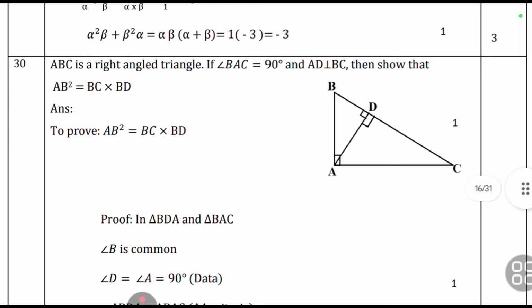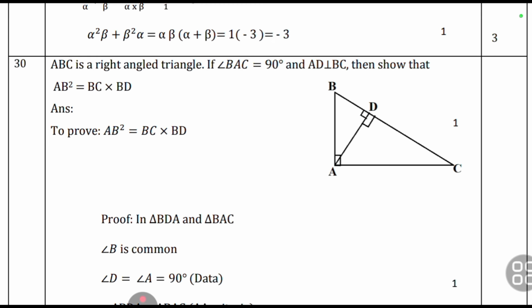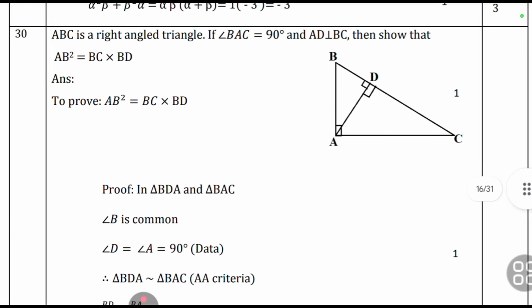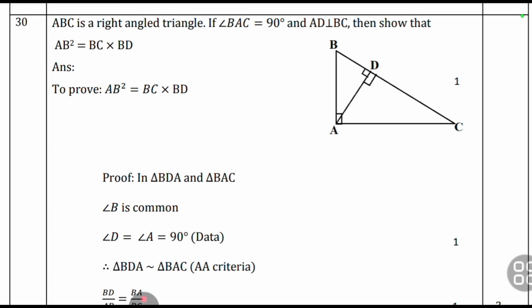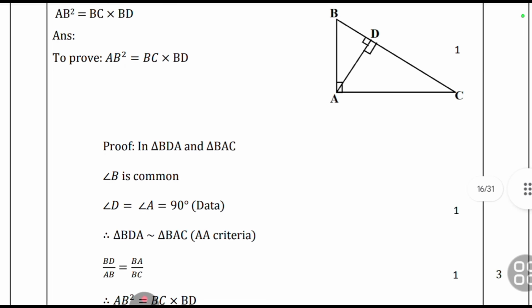And going to the 30th question: ABC is a right angle triangle. If angle BAC is equal to 90 degrees and AD is perpendicular to BC, then show that AB square is equal to BC into BD. Answer: here the answer will start.